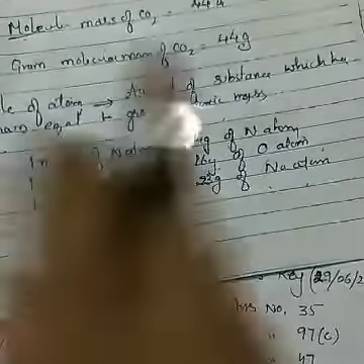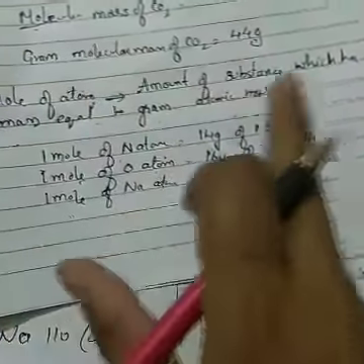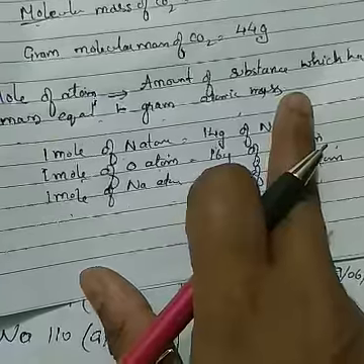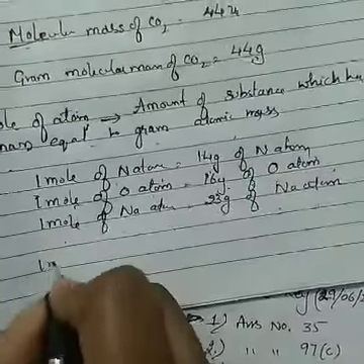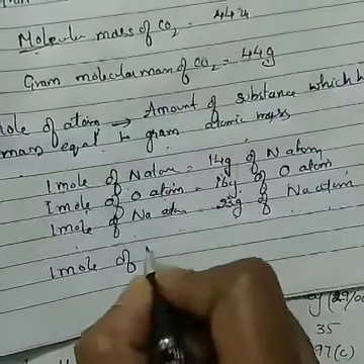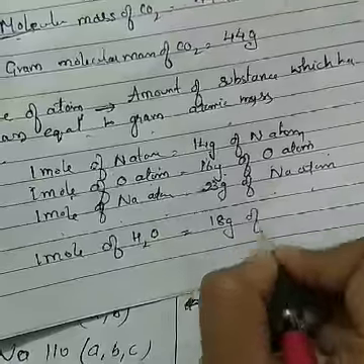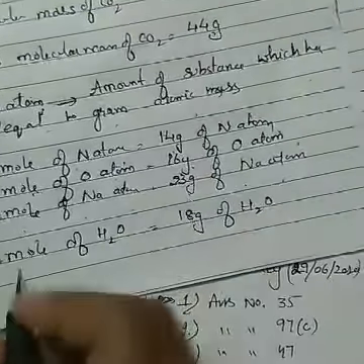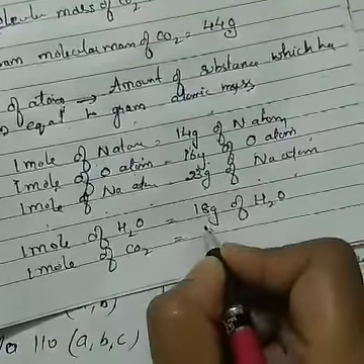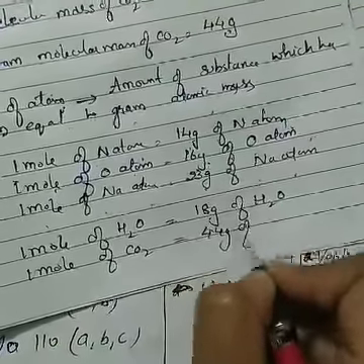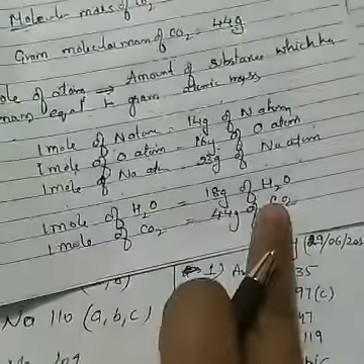Now what is 1 mole of molecule? It is nothing but amount of substance which has mass equal to gram molecular mass. So 1 mole of water is equal to 18 grams of water molecules. 1 mole of carbon dioxide is equal to 44 grams of carbon dioxide.